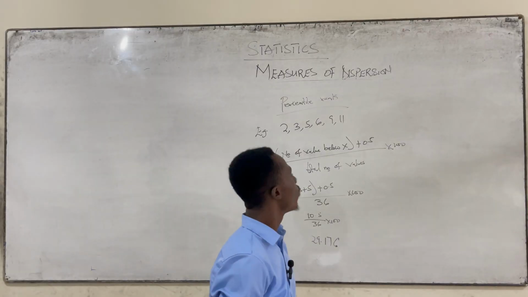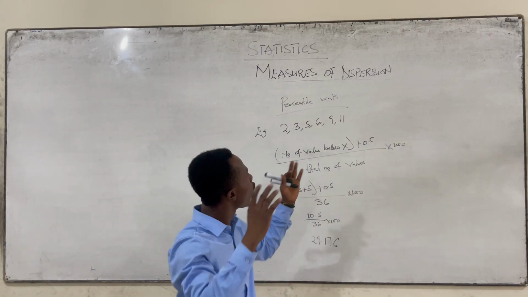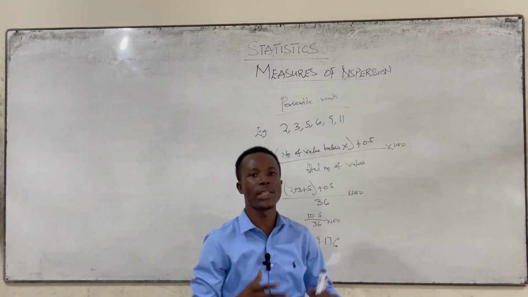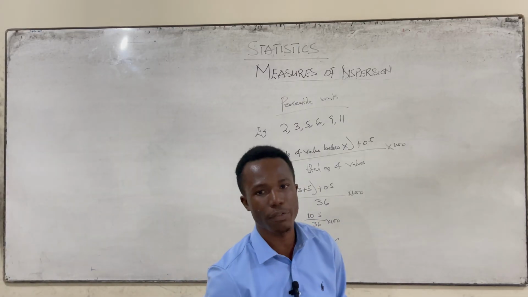So in this case, we are done with measures of position and also the whole topic, that is measures of variation and relative dispersion.